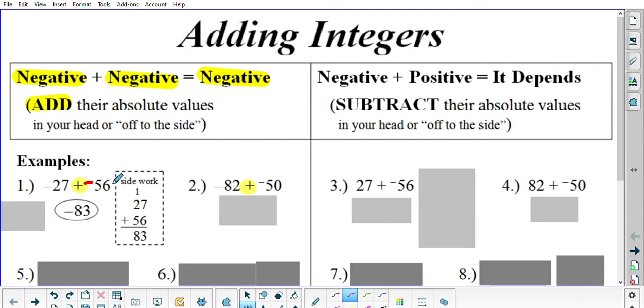I'm cool either way. Problem number 2. Again, we have a negative plus a negative. Again, that second negative might have been a little hard to see, but it is there. So negative 82 plus negative 50. What do we do? Well, we do what the top set tells us to do.